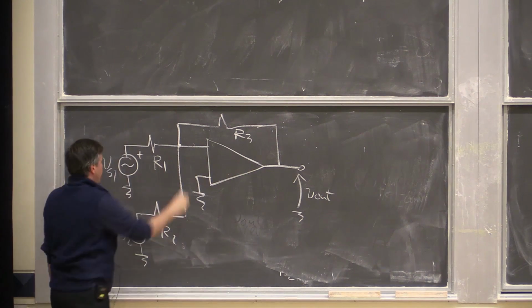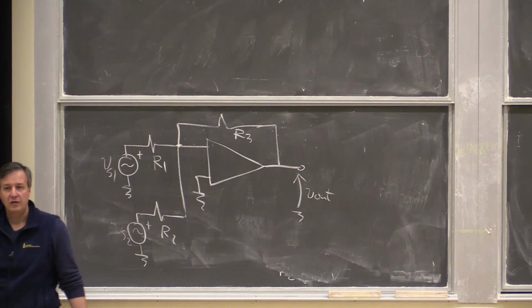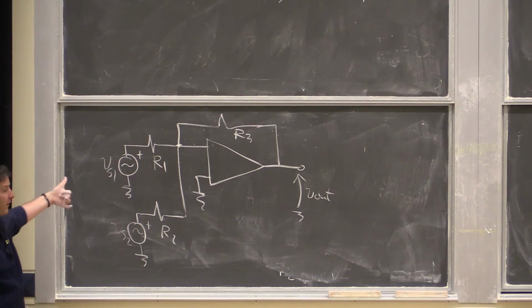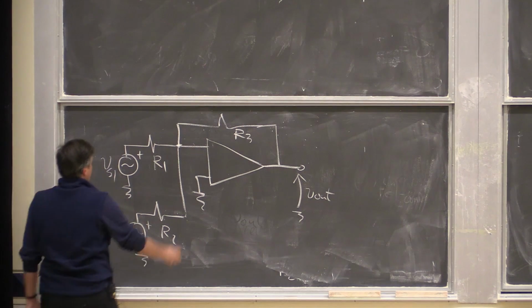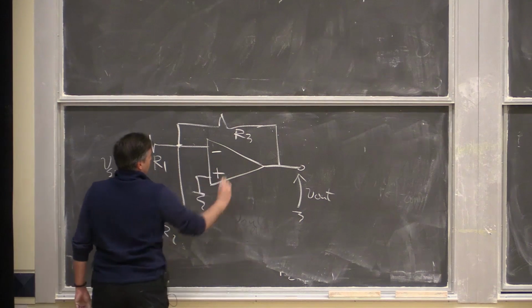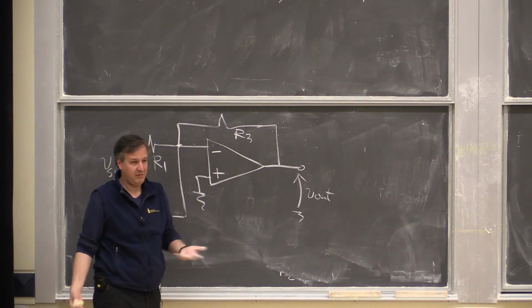Okay, here's the circuit. So who can tell me what should the polarity of the op-amp be so that this circuit is in negative feedback? So you could go and say, oh, there's just a resistor in the feedback, so that's valid.